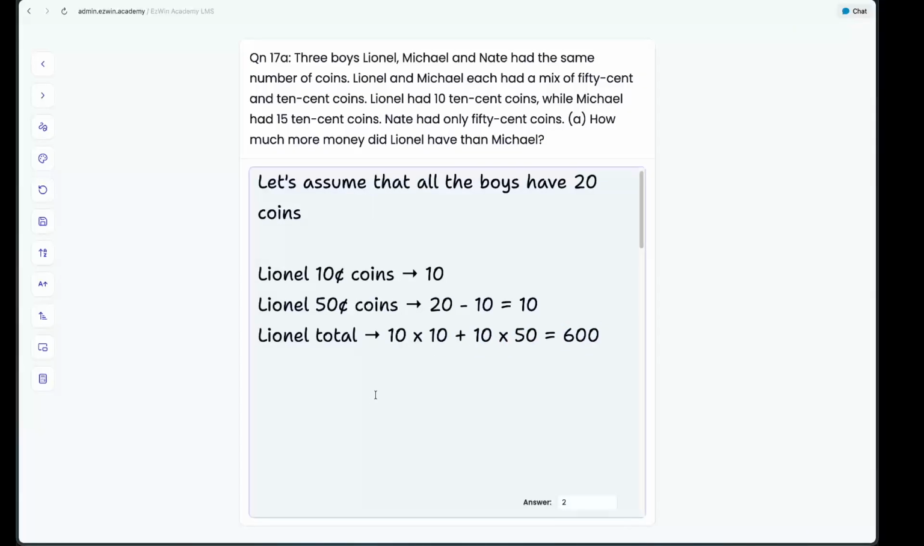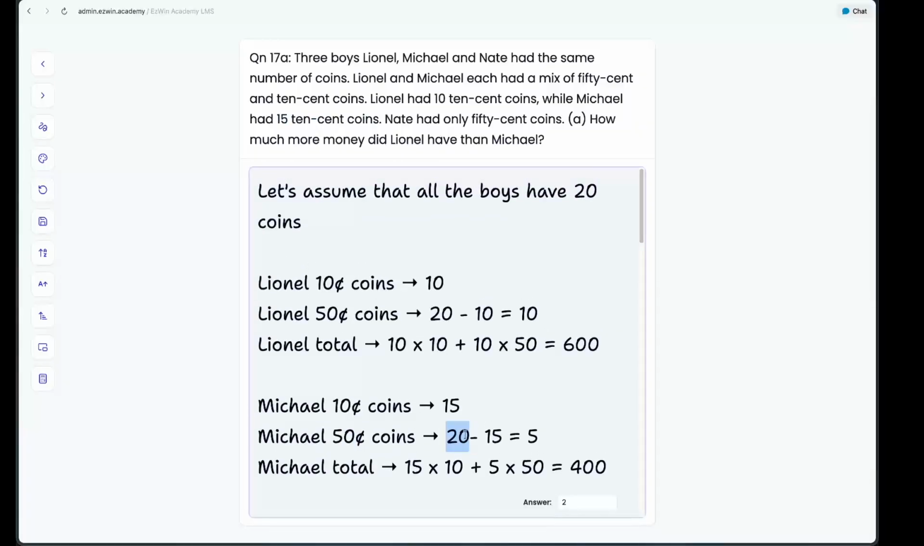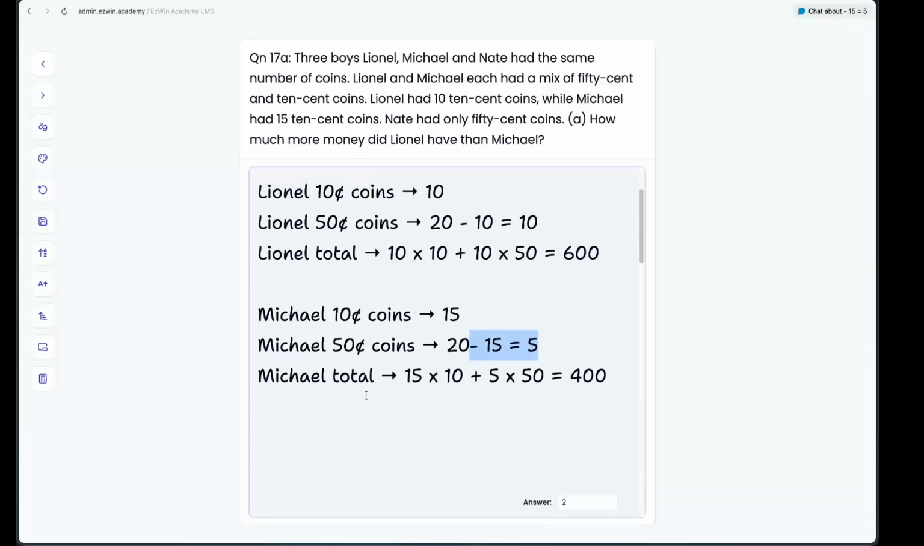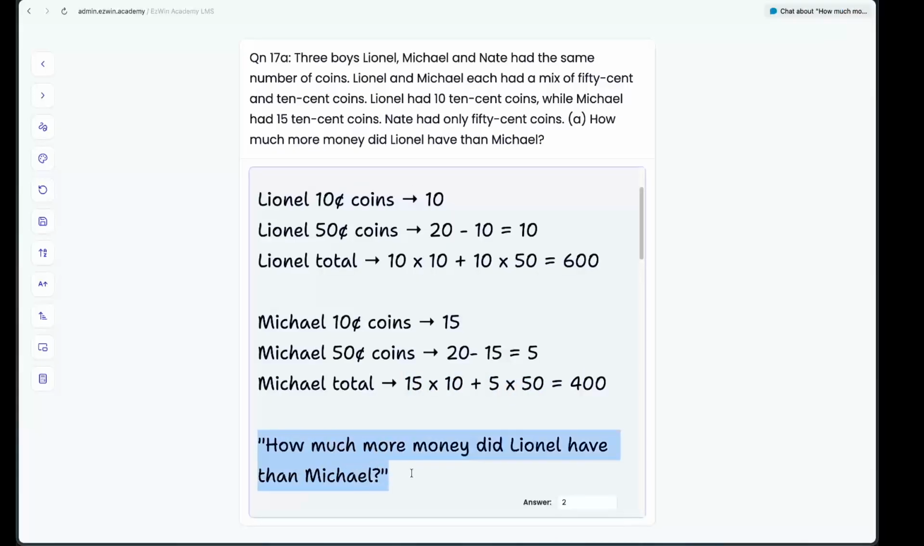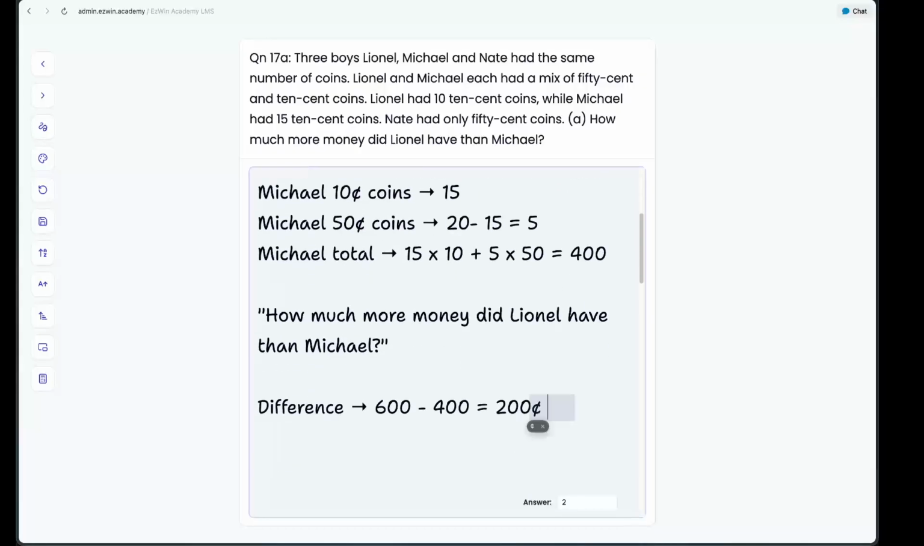So next we want to calculate for Michael. Michael from the question has 15 10-cent coins. That means for the 50-cent coins, we have our assumed total 20 minus 15, which will give us 5. That means the total will be 15 times 10 plus 5 times 50, which is 400. So the question asks, how much more money did Lionel have than Michael? The difference will be Lionel's total 600 minus 400. This will give us 200 cents, or you could say $2.